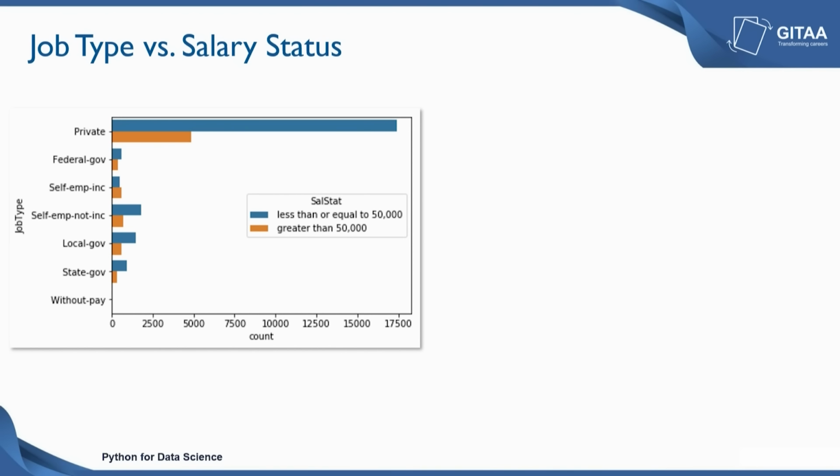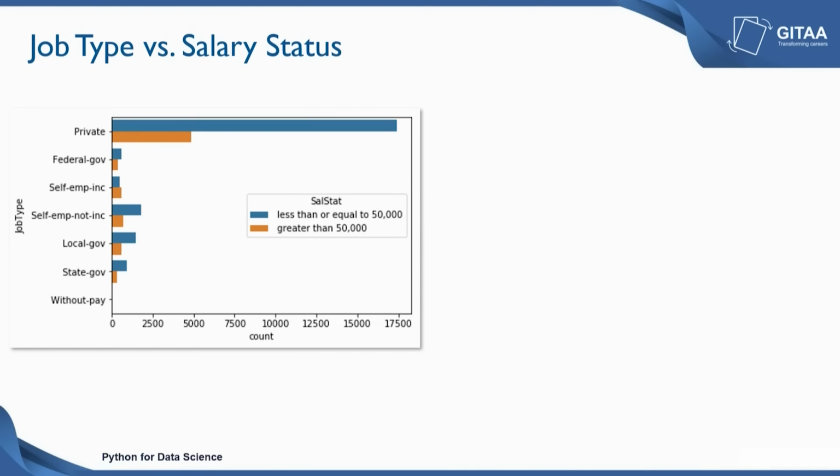So, here is the bar plot, which gives you an idea about what is the count, what is the frequency of each category that is available under a job type. So, for example, if you see here, most of the individuals work in a private organization and very few work in the state government or federal government organization.